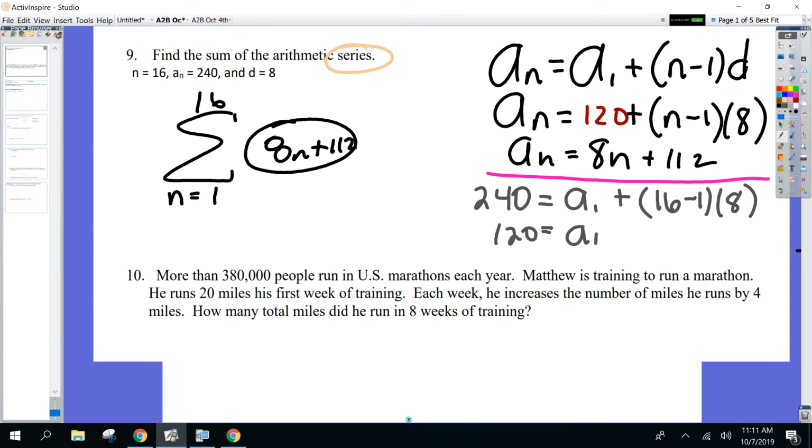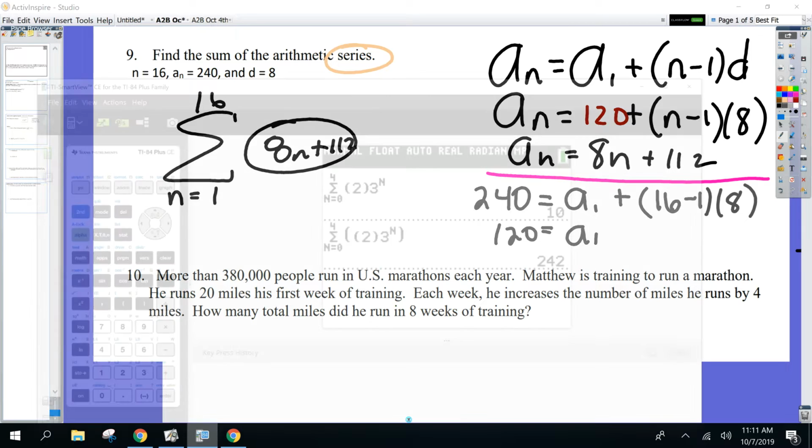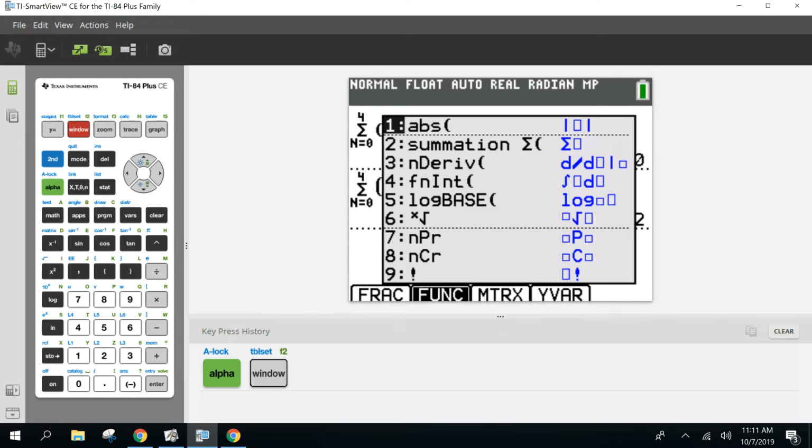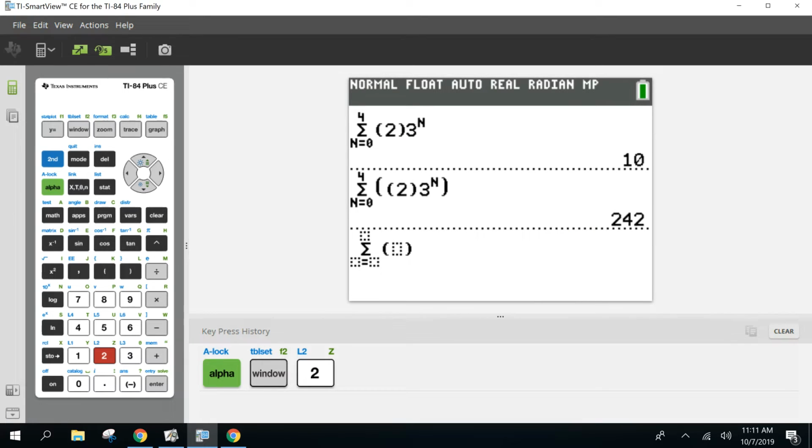I showed you on Friday, you don't need to do this by hand. Pretend I wasn't here. Where do I go on my calculator? Where do I go on my calculator to get all this fancy stuff? Because I can't show you tomorrow. Alpha window. Here we go. Choice 2 for me. May be different from you. I doubt it, though. Choice 2.